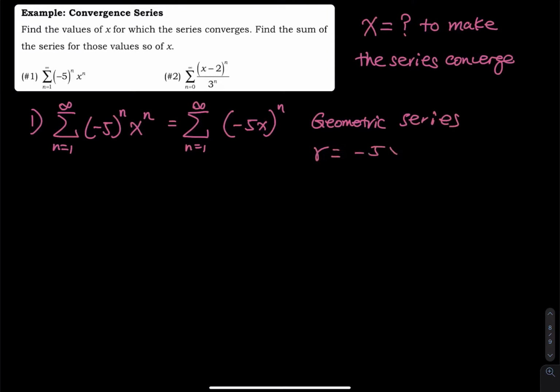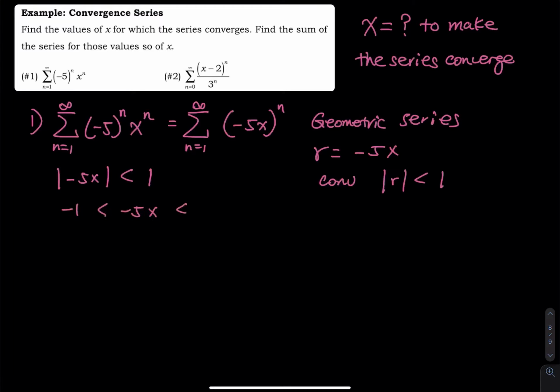In order for a geometric series to converge, what requirement must be satisfied? The absolute value of r must be less than 1, right? So that means the absolute value of negative 5x must be less than 1. That leads me to a compound inequality. This inequality leads me to this: negative 5x is between negative 1 and 1.